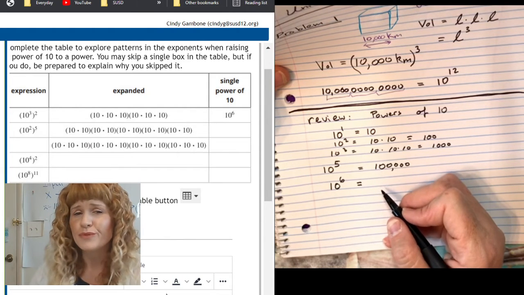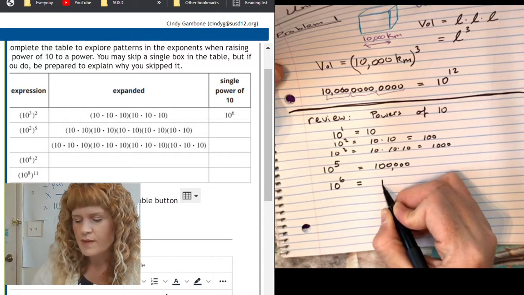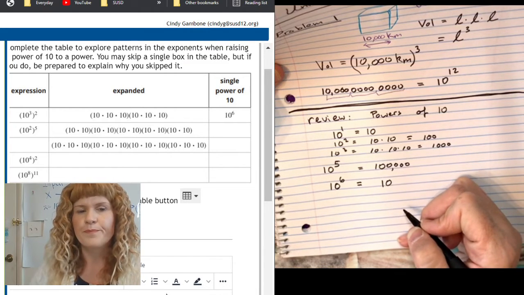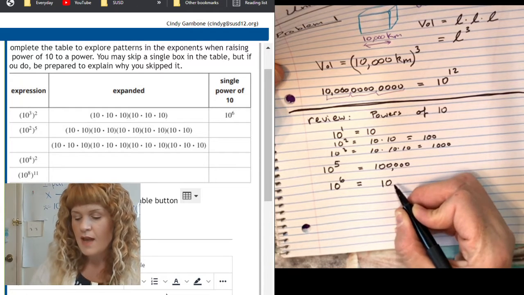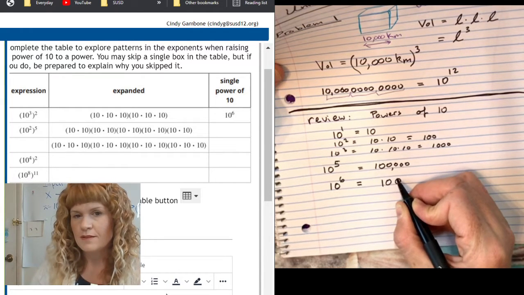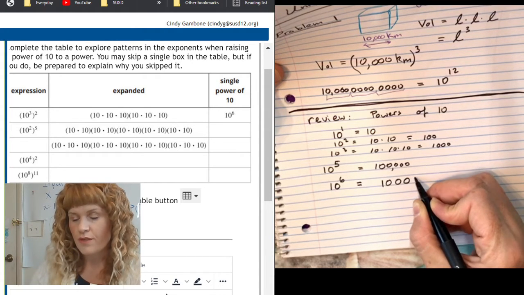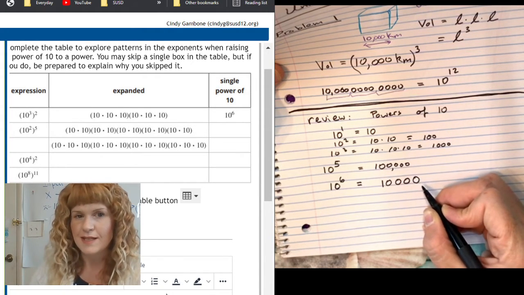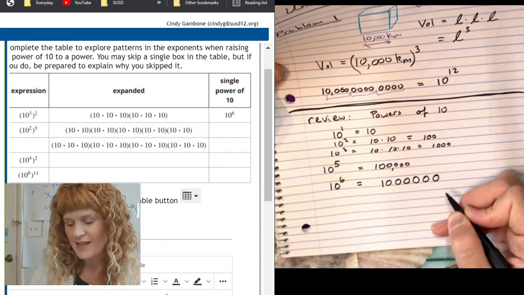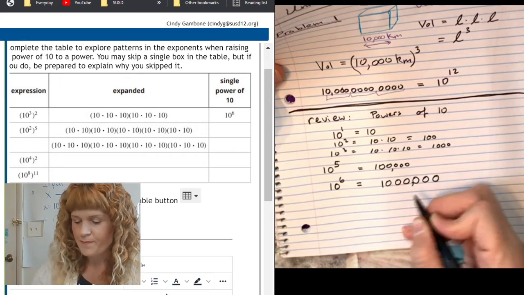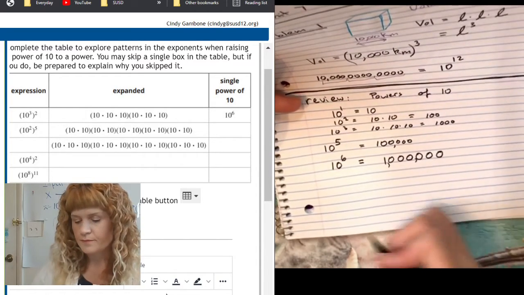Okay, 10 to the sixth power, I do it this way. If I need to prove it to myself, if I got confused and I need to remember, start with 10 to the first power, that's 10. And then times 10, now that's 10 to the second power. Times 10, that's 10 to the third power. Times 10, that's 10 to the fourth power. Times 10 is 10 to the fifth power. And again, times 10 is 10 to the sixth power. 1 million. Got it?